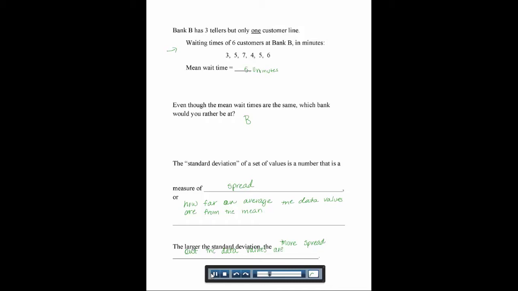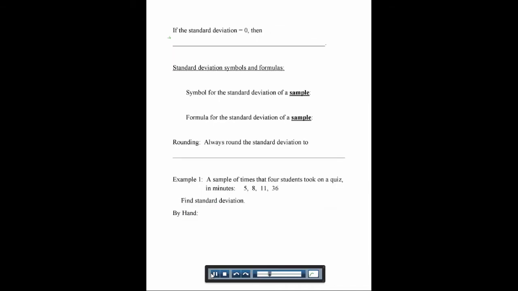Now what this means, if the standard deviation is 0, that means they're not spread out at all. And what that means is that all the data values are exactly the same number because they're not spread out. So if it was something close to 0, they wouldn't be exactly the same number, but they'd be close to the same number.